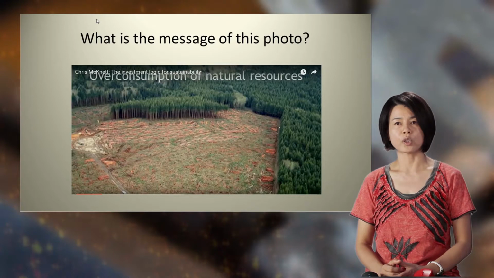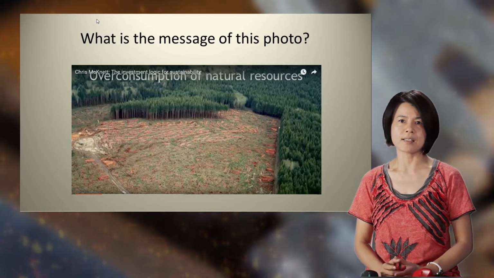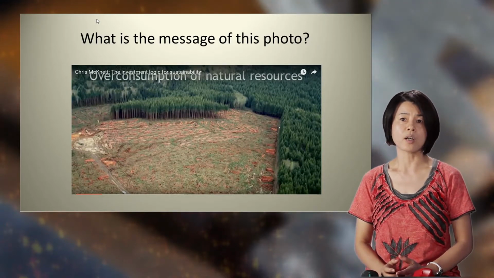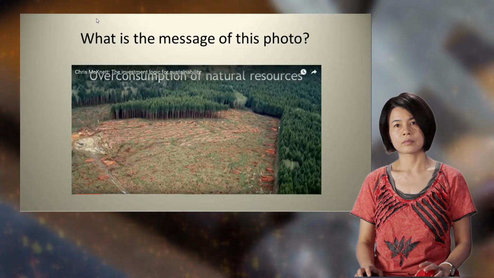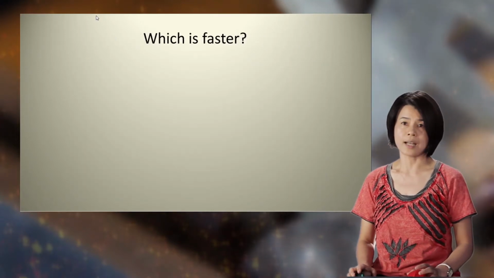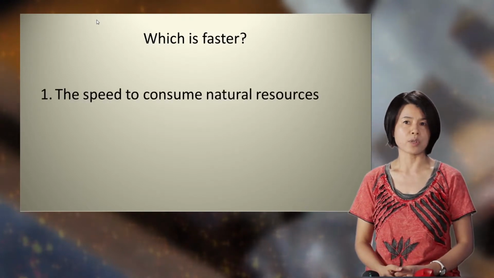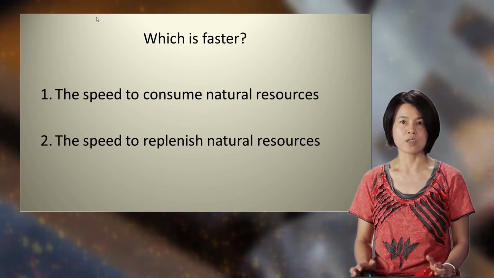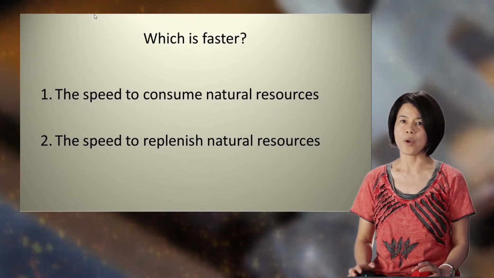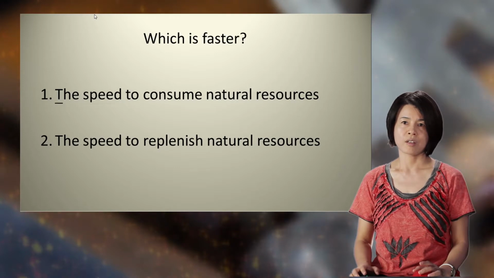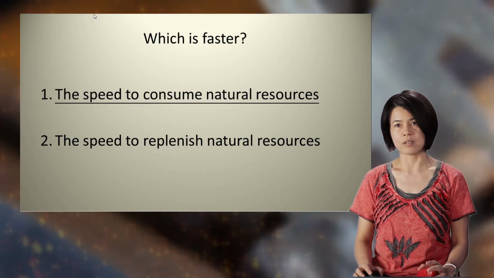What do you see in this photo? What message does this photo deliver? You probably can see some trees, also some bare surface without tree protection. But what is the message of this photo? Let's put it another way. Which is faster: the speed to consume natural resources or the speed to replenish natural resources? As you may be aware, the answer is so obvious. We consume natural resources much faster than they can be replenished.